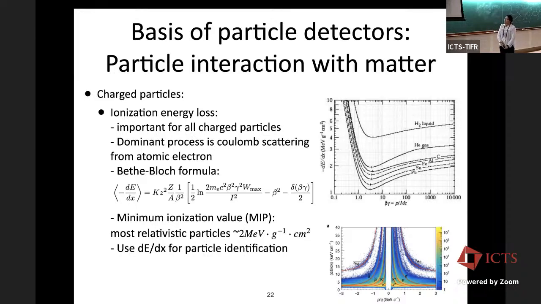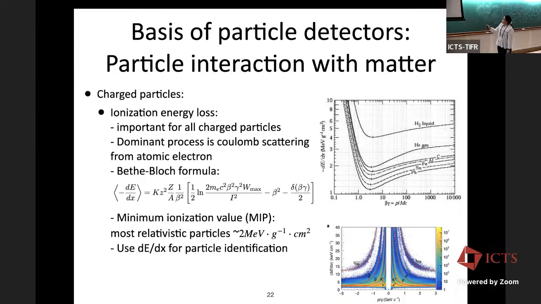So for the charged particle, how does it lose energy? For example, one way is from ionization. The charged particle goes through the matter, ionizes the atoms, and loses energy. This is important for all charged particles, and it's dominated by Coulomb scattering from the atomic electrons. And how much energy is lost can be characterized by the Bethe-Bloch formula. It's very well known to experimentalists in particle physics.